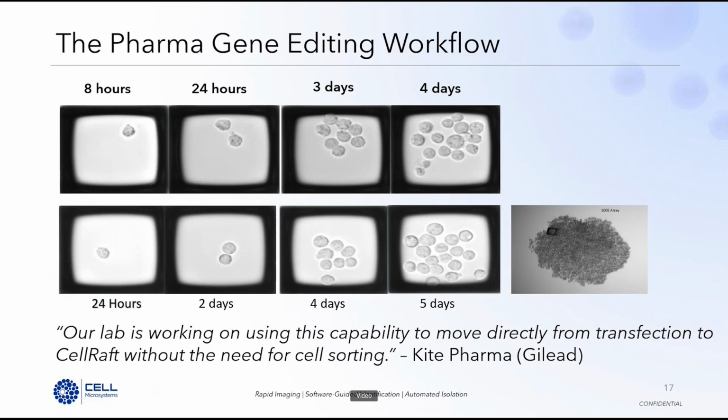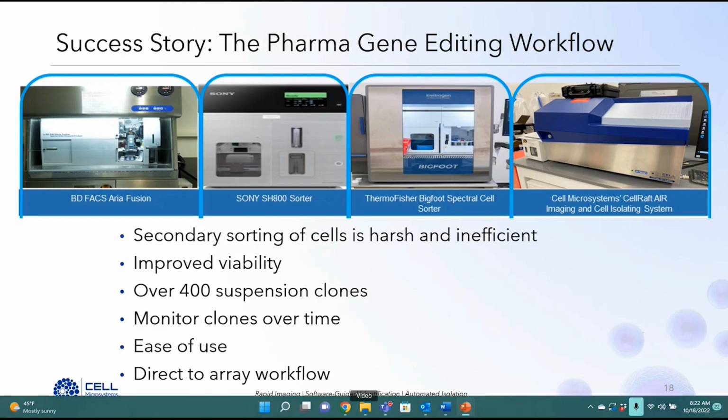As you can see here on the CellRaft array, the researchers were able to easily track and trace from a single suspension cell into a monoclonal population, and then isolate colonies of interest for clonal expansion. They found that they could use the CellRaft AIR system even without performing an initial bulk sort.